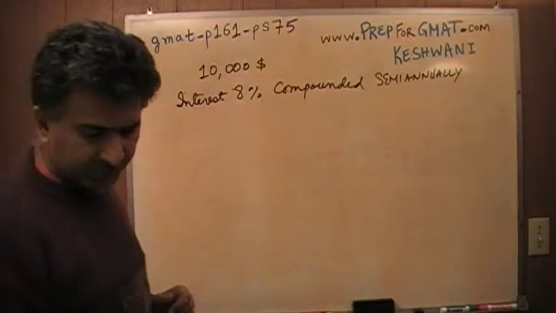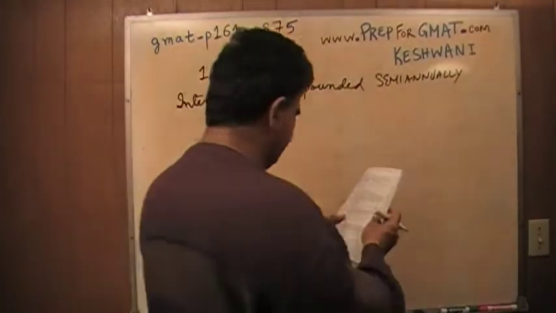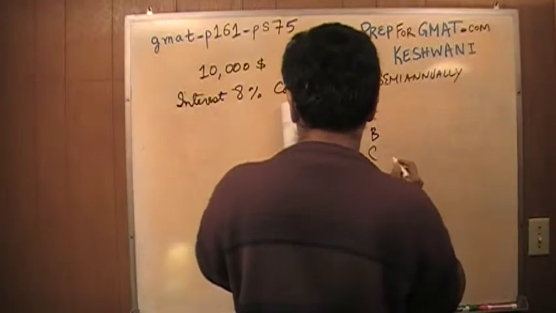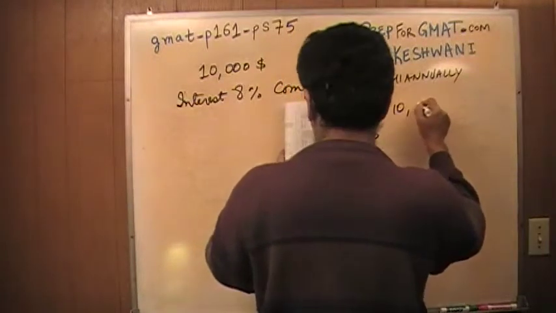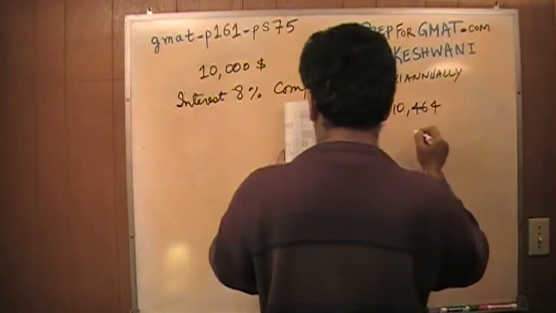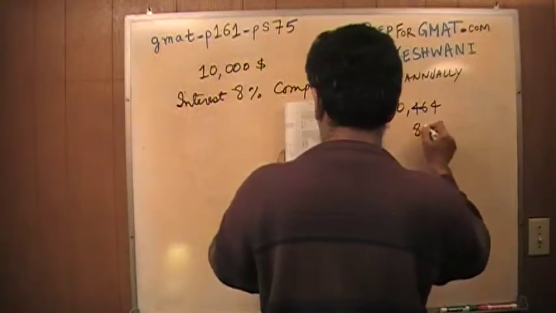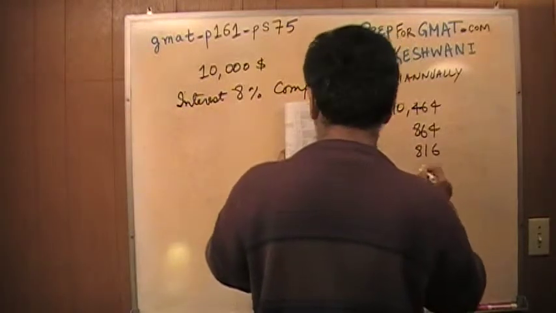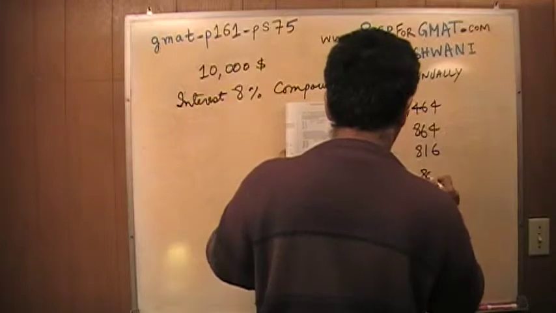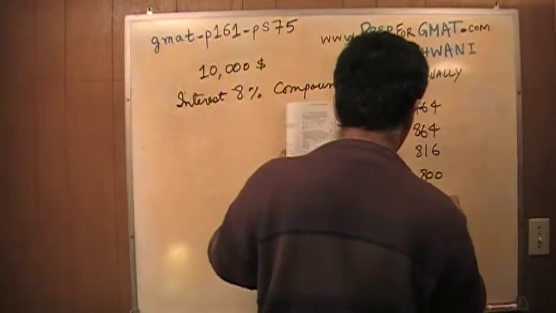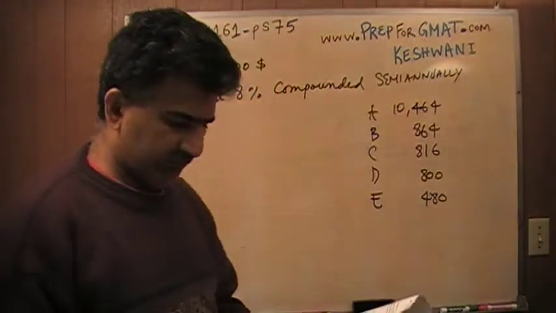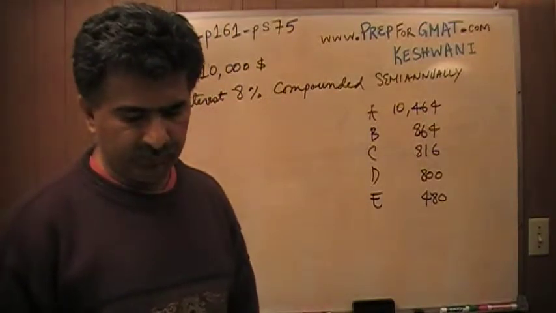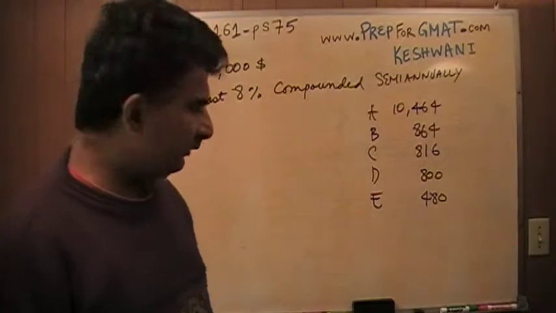So let's figure it out. The answers. Let me put down the answers first. $10,464, $864, $816, $800, and $480. Let's see what the question is asking. The question simply is, what was the total amount of interest paid on this certificate at the maturity? What was the total amount of interest that is paid?